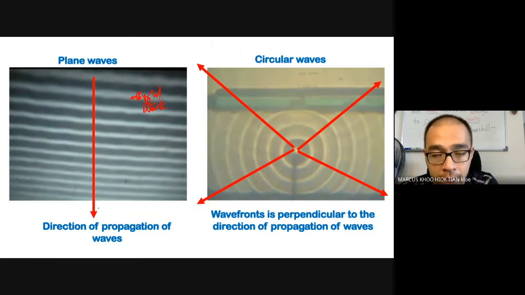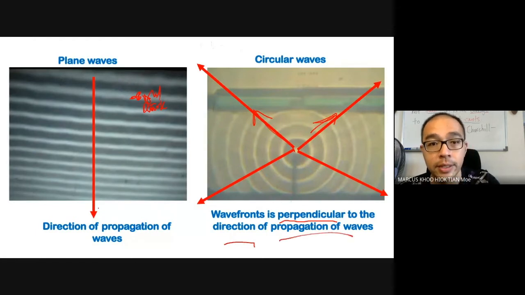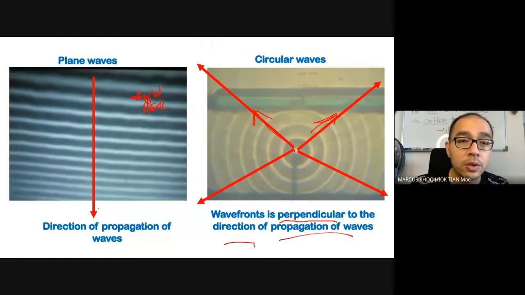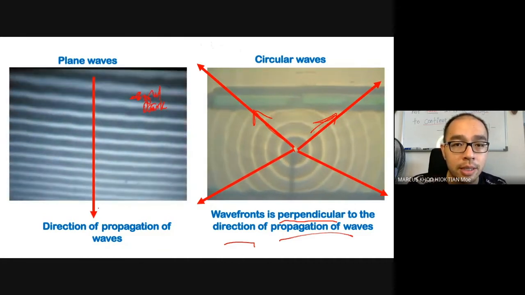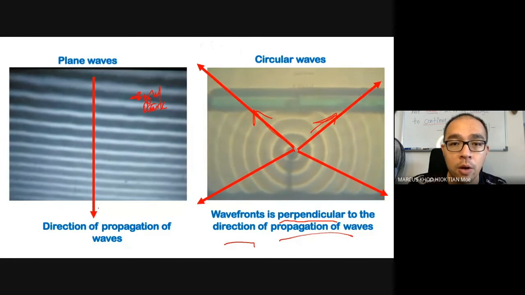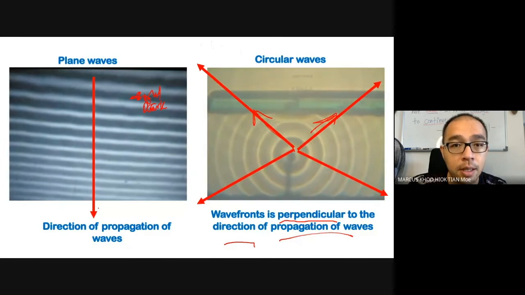But again, when the water wave is moving outwards this way, we say that the wavefront is perpendicular to the direction of the water waves, the propagation of waves. So if you take a look at this, this shows us the wavefronts all moving outwards like this. So the question is, why do we have these bright regions and these dark regions? I will explain this in a little while.